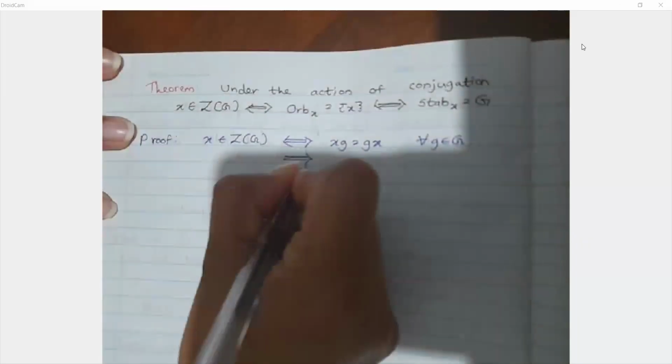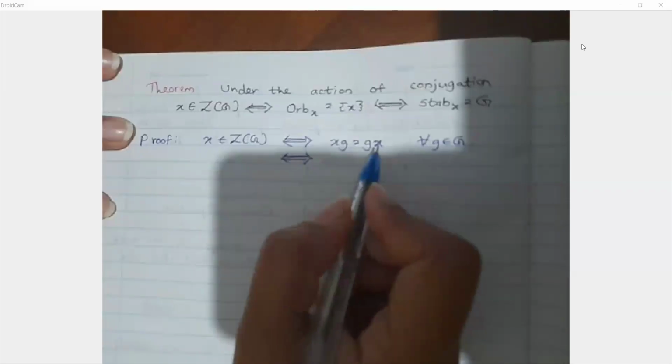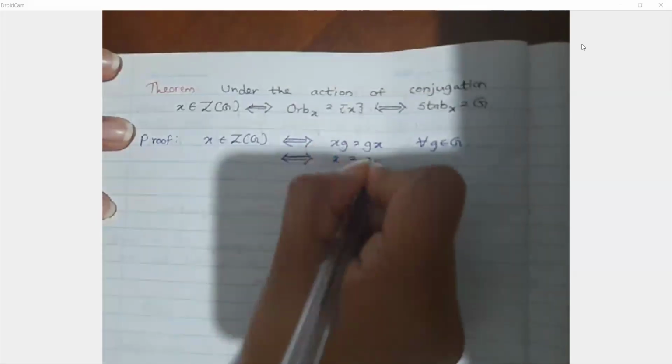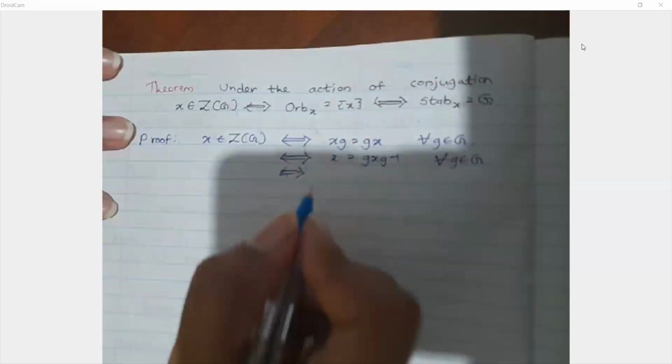This is if and only if, simply taking g inverse on both sides, on the right we have over here simply x equals gxg inverse. This is true for all g in G. By definition, the orbit of x contains all elements of the type g dot x, and when the action is conjugation, g dot x is simply gxg inverse.